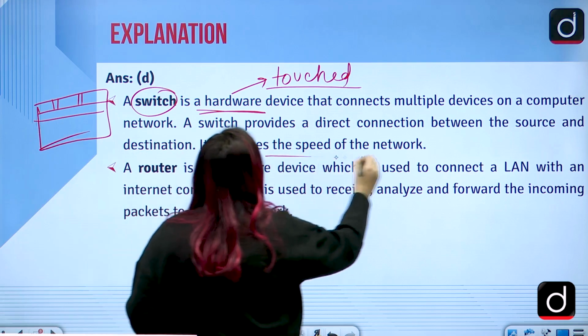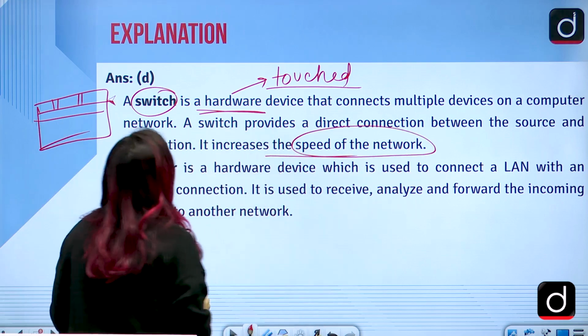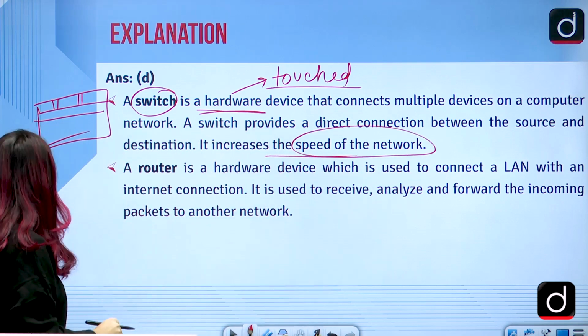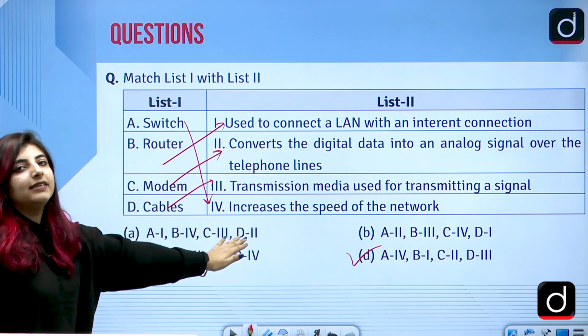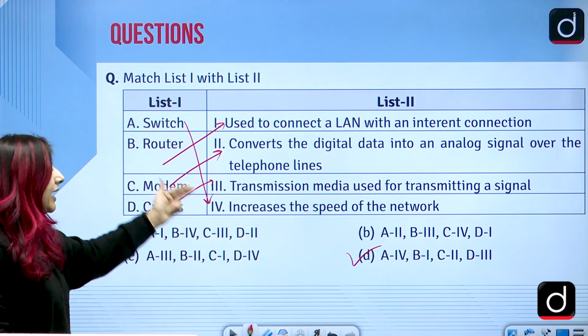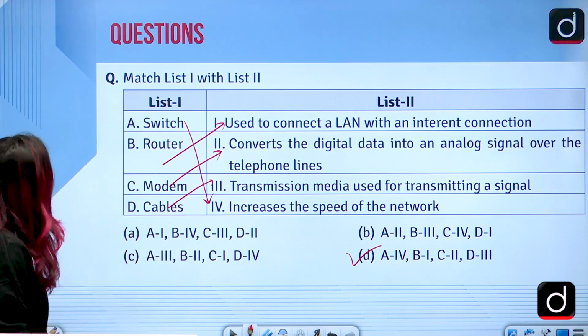It increases the speed of the network. So, the role of a switch, if we talk about here, is to increase the speed of the network. Hence, A is with 4.